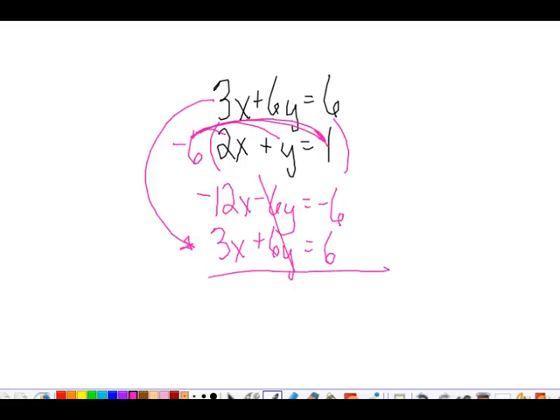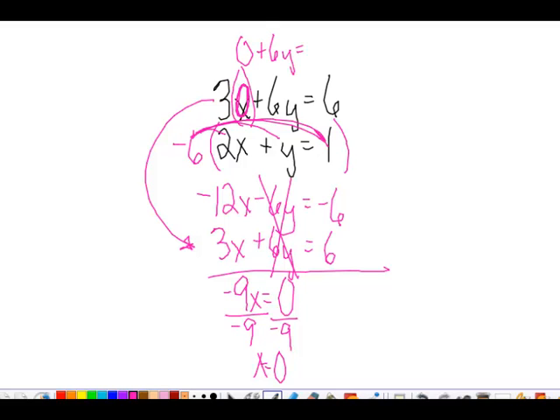So I would come out with, that would cancel. I would come out with negative 9x equals 0, divide by negative 9. X is equal to 0. So if x is equal to 0, now I need to plug that in, let's say right here. So then 0 plus 6y equals 6. Divide both sides by 6. Y is equal to 1. So my point would be 0, 1.